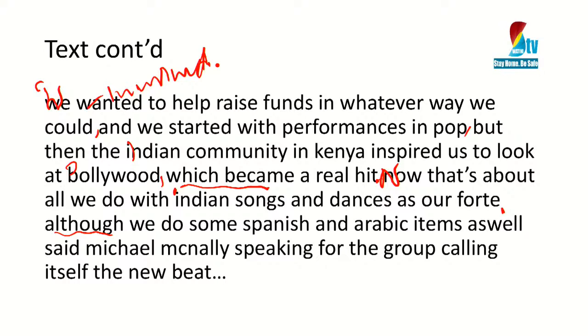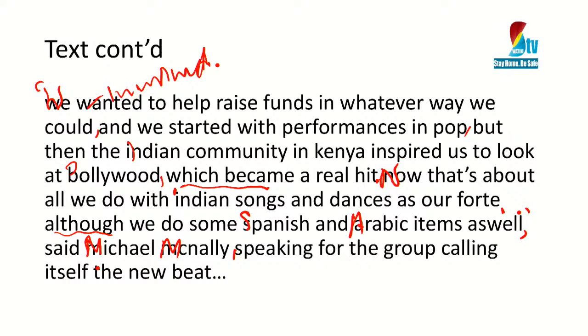Now, although we do some Spanish and Arabic items as well, now as well, you see, said. So now there is said. Said is telling us this is actually what? Direct speech. So what are we supposed to do? We are supposed to be like this, comma, and then we close. Then said who? Michael McNally. This is the name of somebody. Again, should we have a full stop? No.